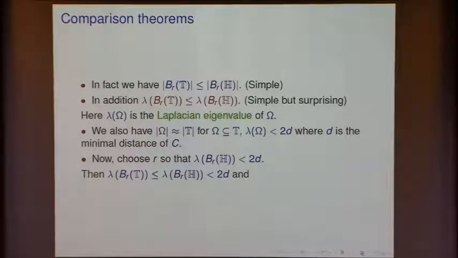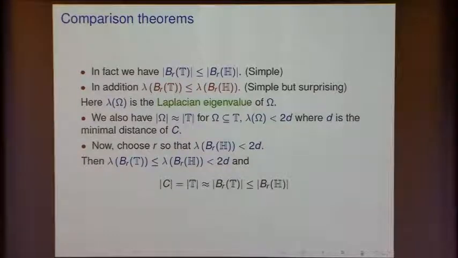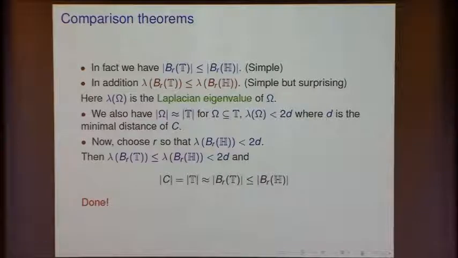Then we know that the first Laplacian eigenvalue of the corresponding ball in the torus is at most that in the cube, is smaller than 2d, and therefore the size of the code is, by linear algebra, basically the size of the torus. This is by these Laplacian eigenvalues almost the same as the size of this ball in the torus, and this is smaller or equal than the size of the ball in the hemicube, and we are done. Right? This is the proof. Right, very nice. Questions?